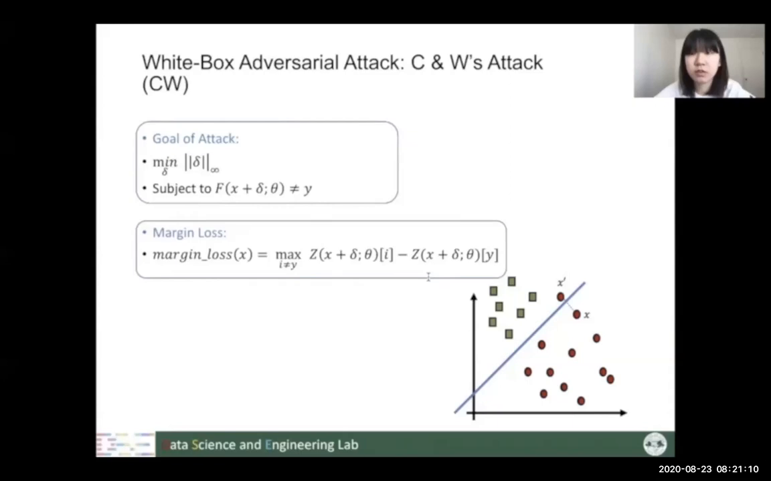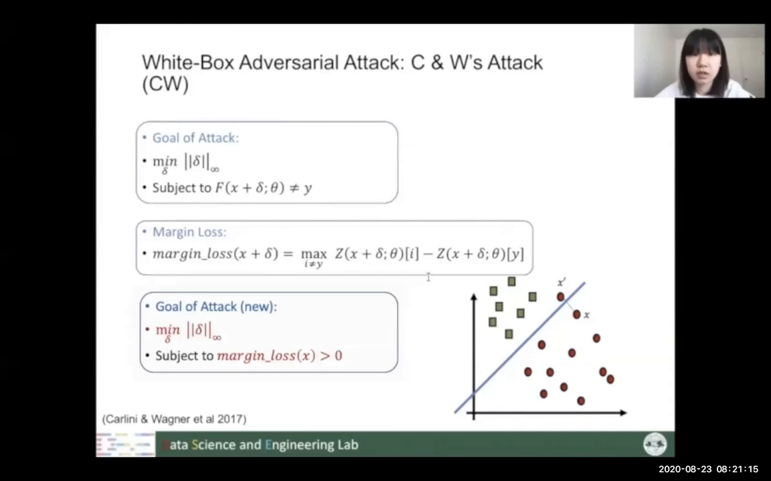So our problem can be written in this form. Minimize the delta, subject to the margin loss being greater than zero. Then we can use a Lagrange multiplier to solve this problem, adding this constraint into the objective and approximately solving this problem. When the CW attack was first proposed, it broke several defenses which were shown to be effective against the existing attacks at that time.